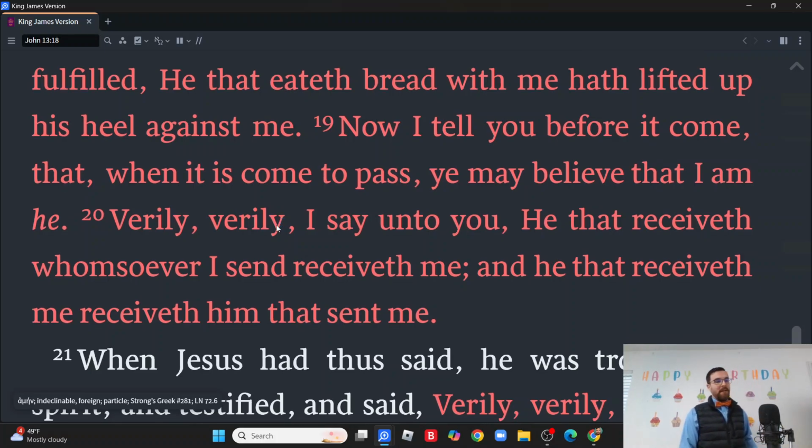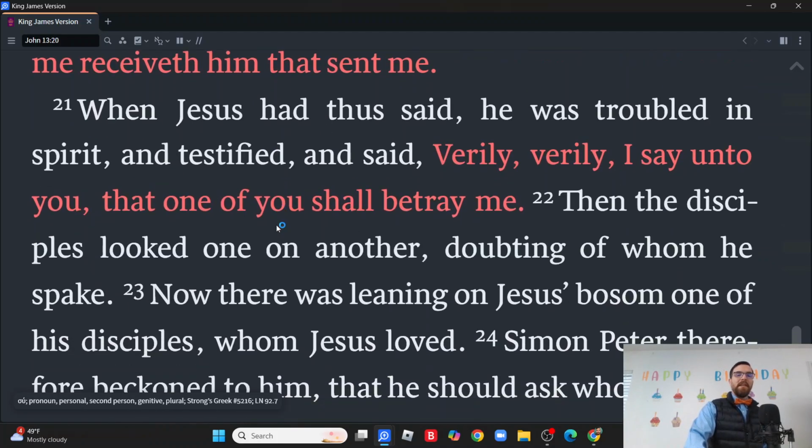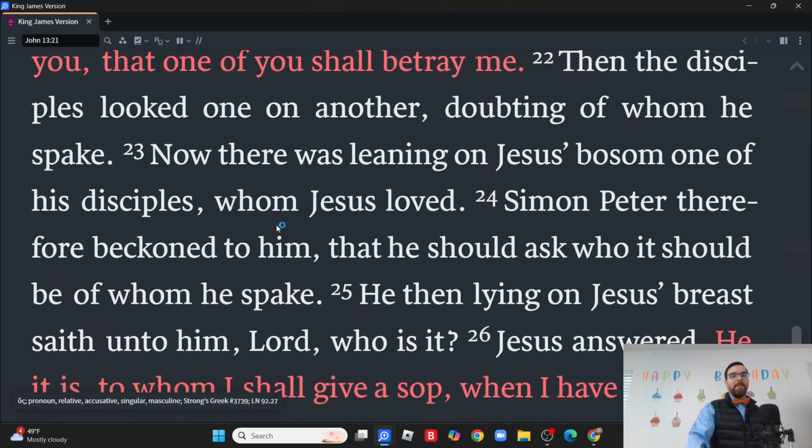Now I tell you before it come, that, when it is come to pass, ye may believe that I am he. Verily, verily, I say unto you, he that receiveth whomsoever I send receiveth me, and he that receiveth me receiveth him that sent me. And when Jesus had said thus, he was troubled in his spirit, and testified, and said, Verily, verily, I say unto you, that one of you shall betray me.